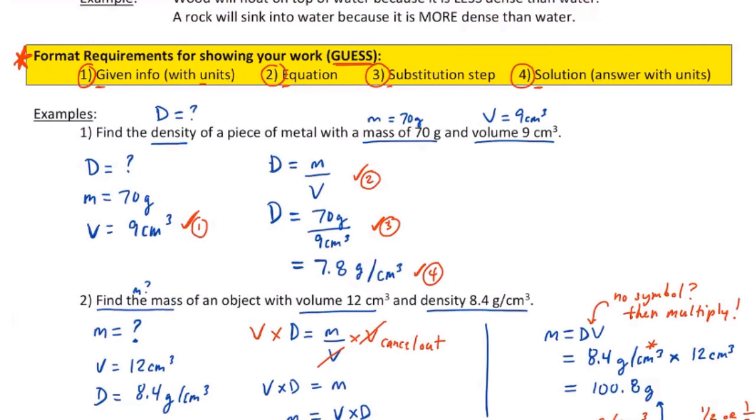Did you make sure that you had the given section? Did you make sure you had your formula that was correct? Did you make sure you had a substitution step? And did you make sure that you had that final answer with the units?